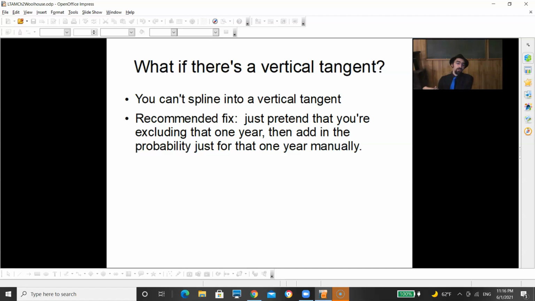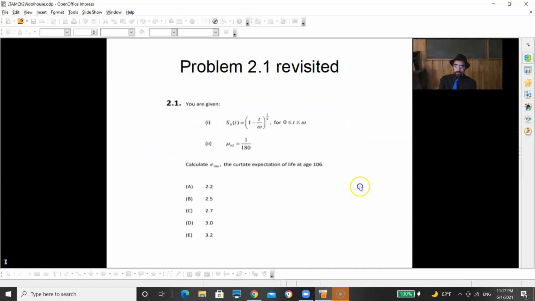And my recommended fix, just pretend that you're excluding that 1 year, and then add in the probability for just that 1 year manually. Because what makes curtailed expectation so tedious is that you have to account for many years manually, one at a time. Doing a calculation then adding in the term for 1 year shouldn't be a problem. And in an example I'll go through, I'll show how you handle that.